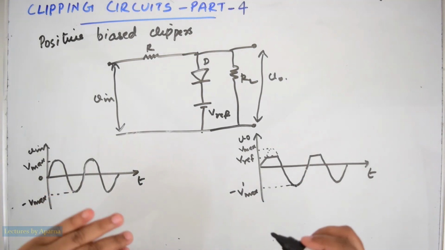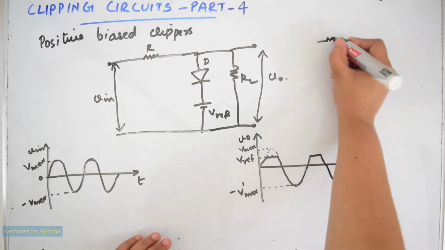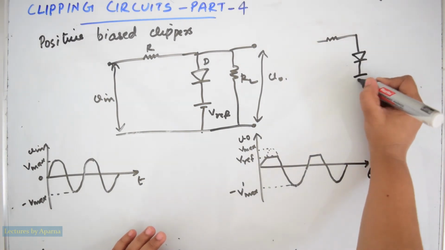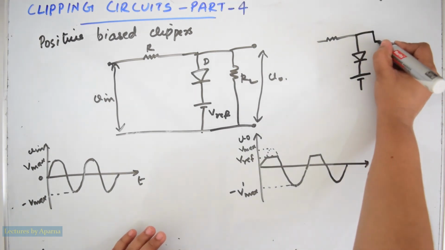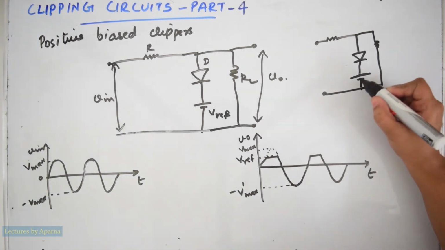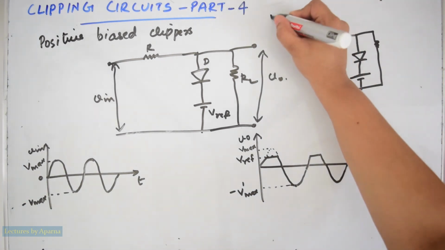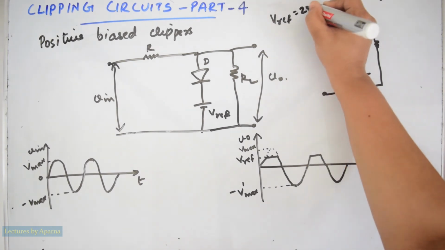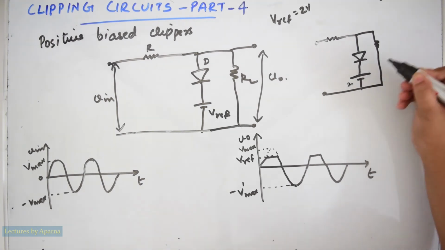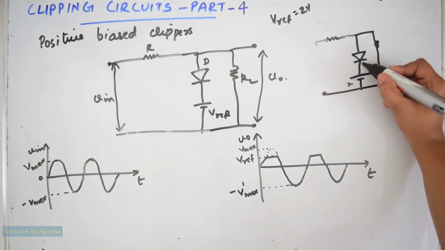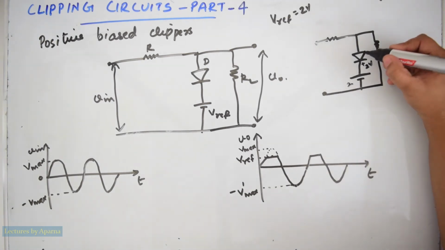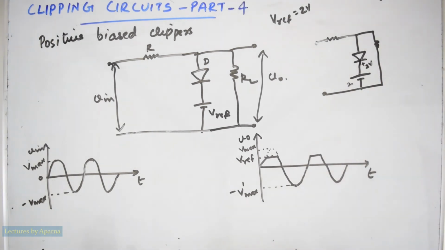What happens in the negative half cycle? So I am redrawing this circuit here. There will be a resistance and this is the input signal. I am taking this V reference here as 2 volt. So it will be 2, and to the cathode there will be a plus 2 volt battery connected. Okay. So now what happens?